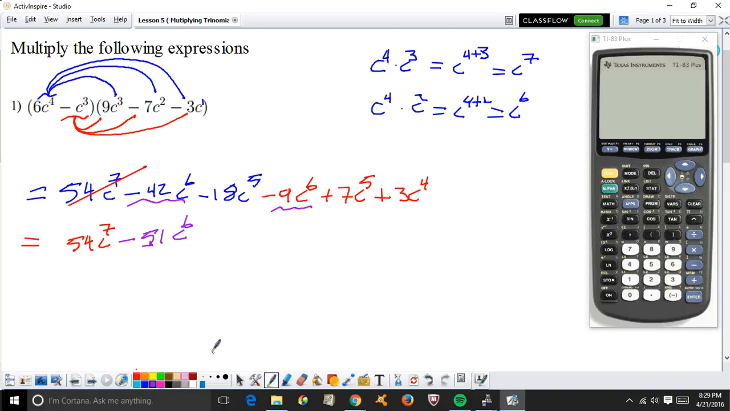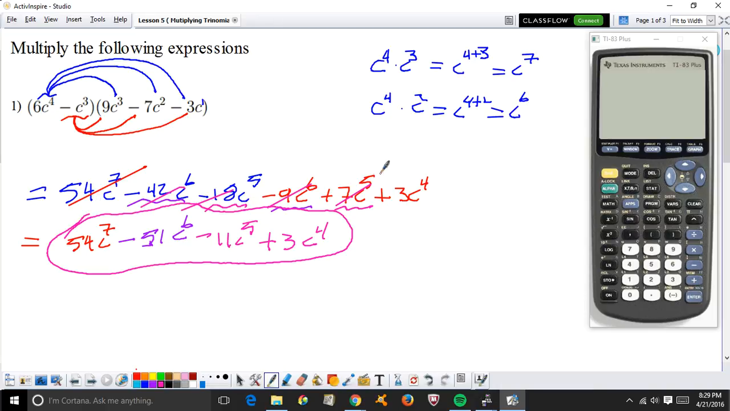So we keep looking. Okay, so now I see that I can combine the c to the 5th here. So what am I going to have here? Negative 18 plus 7, so that's negative 11c to the 5th. Again, I'm going to cancel them out to keep track of the coefficients. Now, there's nothing to combine the 3c to the 4th with, so it's just there. So this is basically what we have here, and we're pretty much done here.